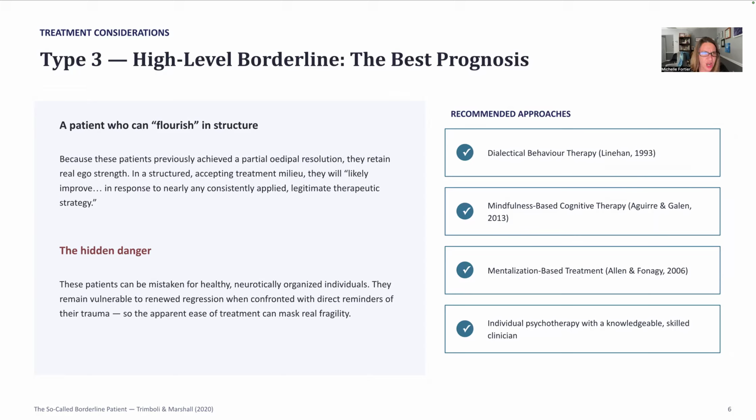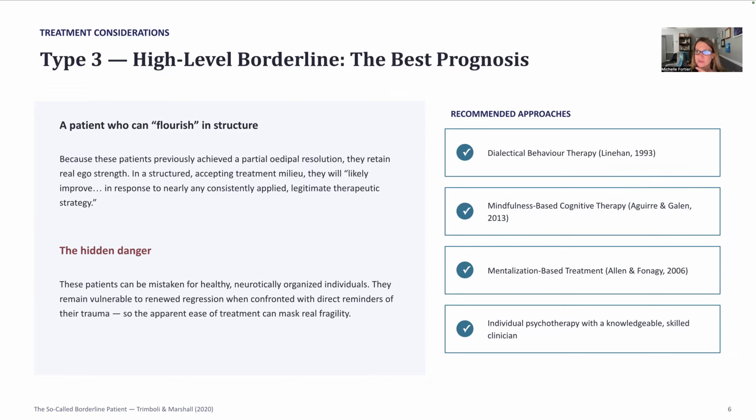The hidden danger of this level, though, is these patients can be mistaken for healthy, neurotically organized individuals. They remain vulnerable to renewed regression when confronted with direct reminders of their trauma, so the apparent ease of treatment can mask real fragility. As I'm reading that, what pops up for me is the thought process that with personality disorders, borderline personality disorder, if the person has never really gone through severe or significant stress, the symptoms can reappear.